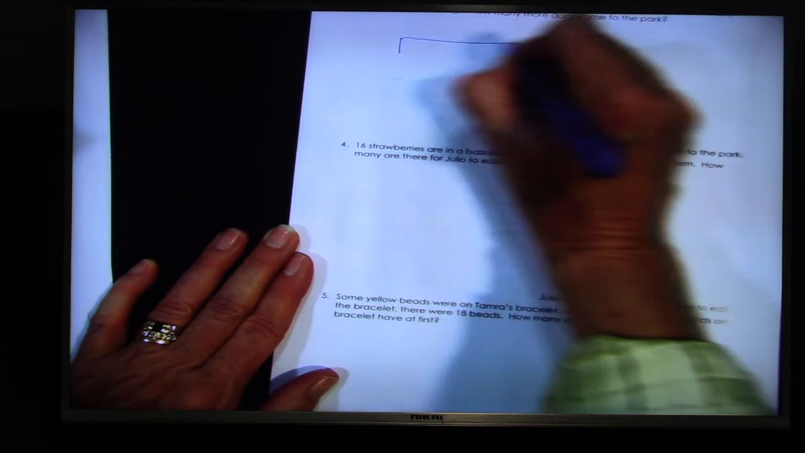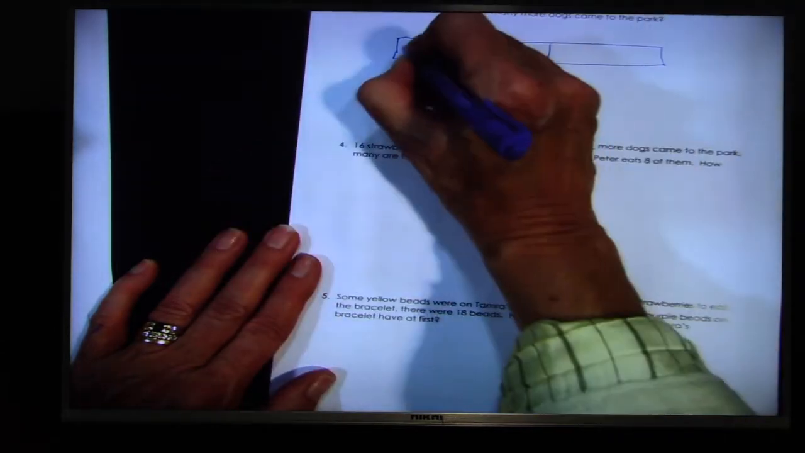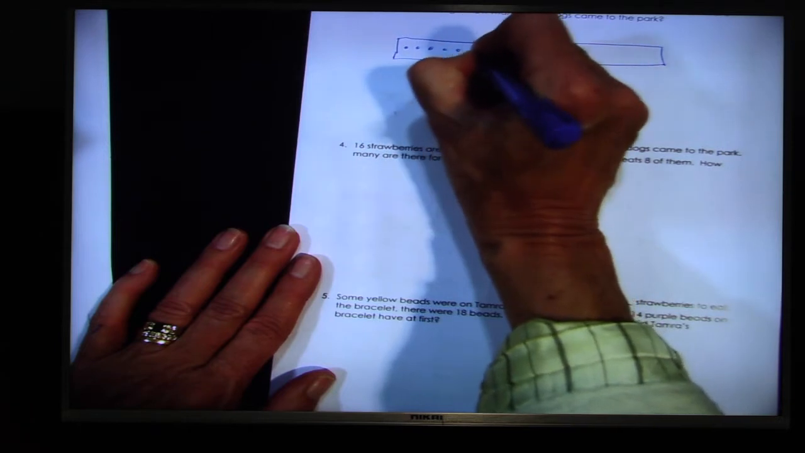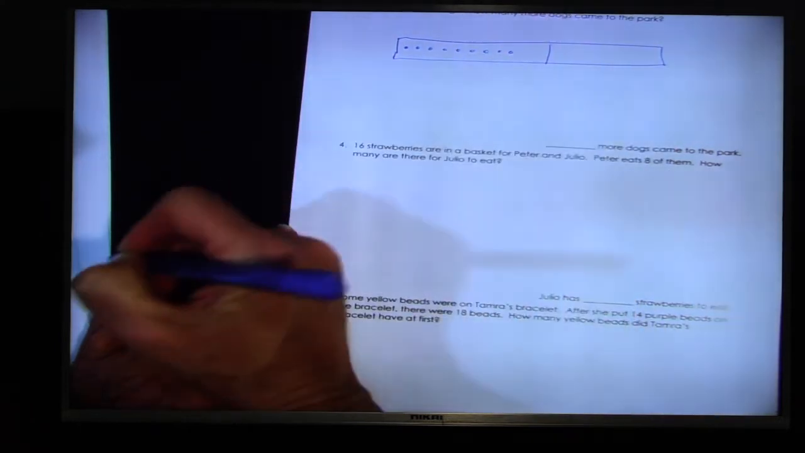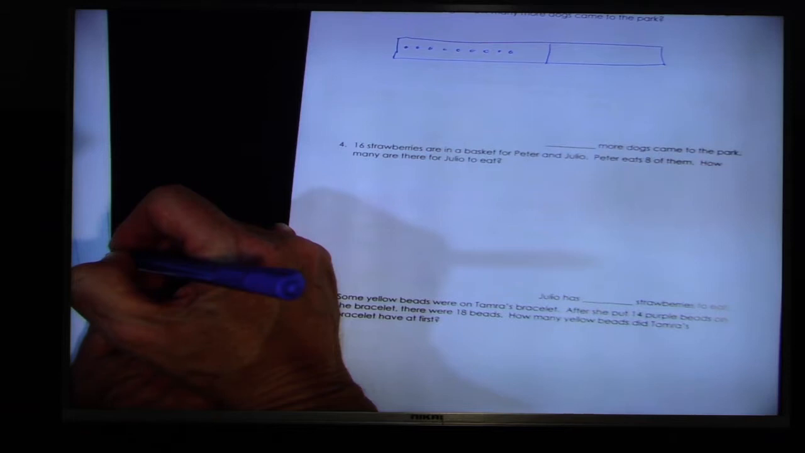There were 9 dogs playing in a park. Some dogs came to the park, then there were 11 dogs. Different story. I have parts. I know there were 9. How many joined them? Do we know? It says some.